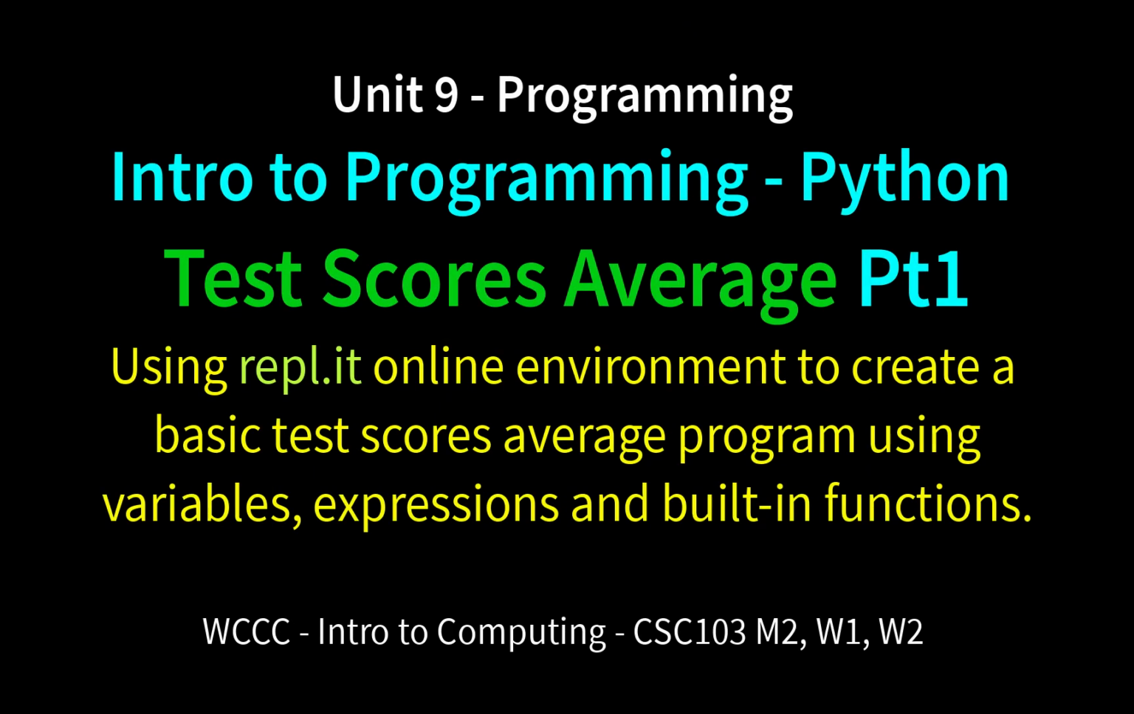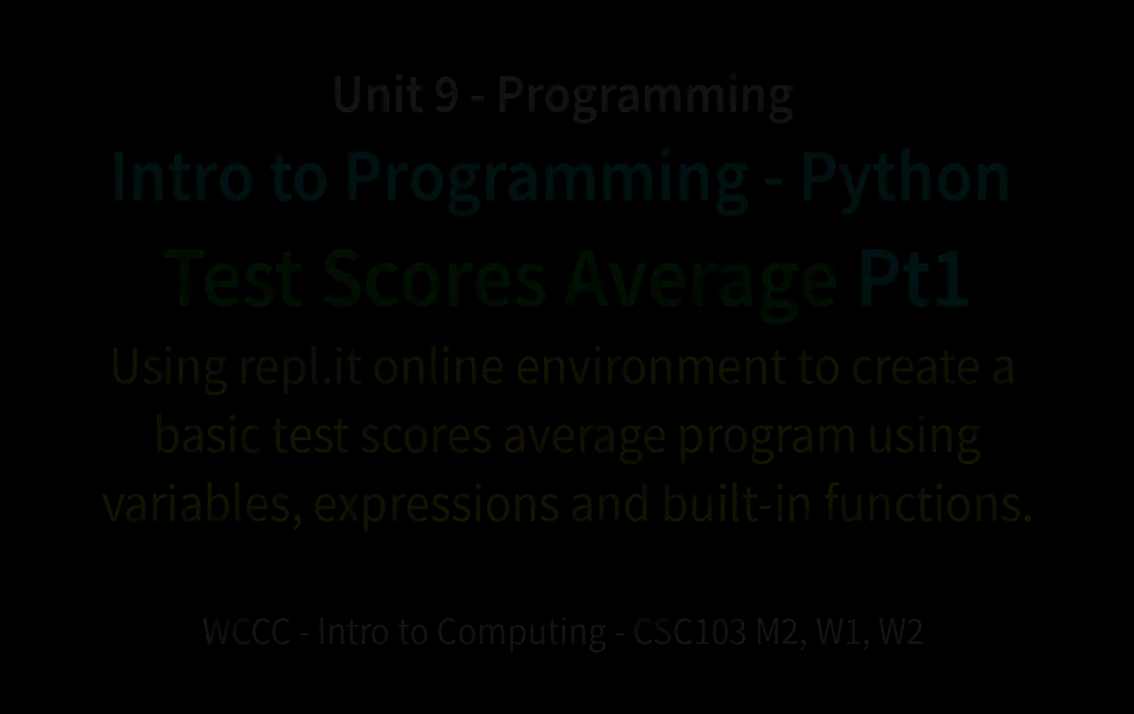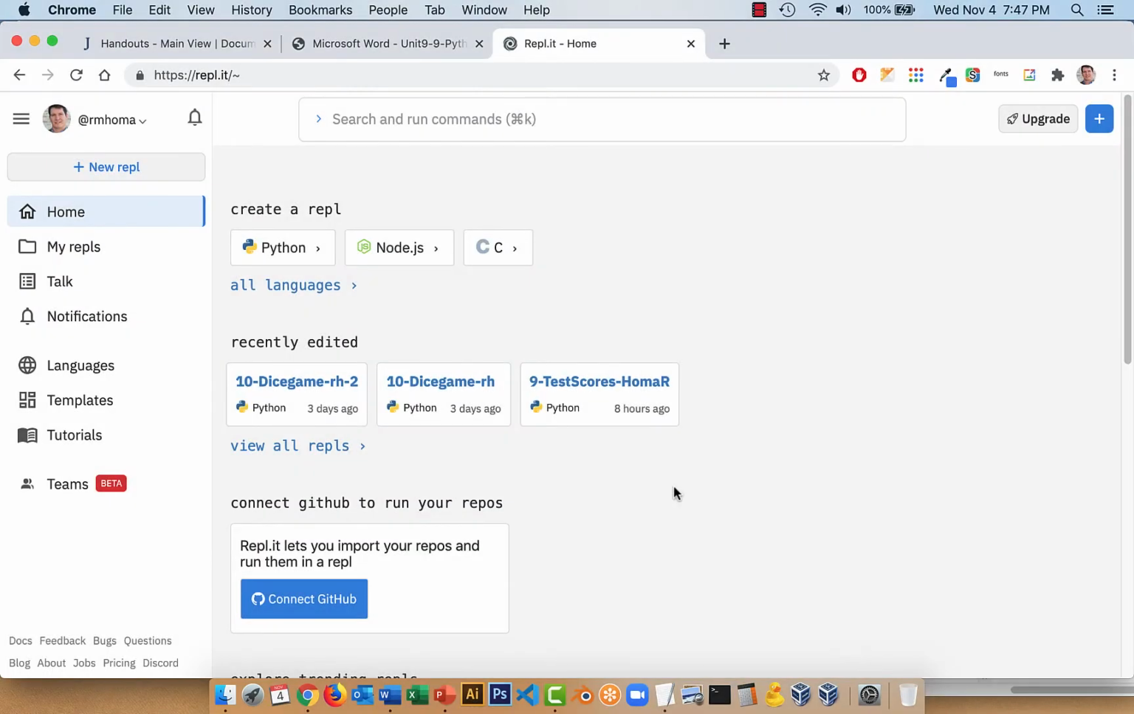Welcome CSC 103 to exercise 9 out of unit 9. This is our test scores and it's our introduction to programming, and we're going to do some coding. And instead of using Trinket like we've used in the past, we're going to use repl.it. And hopefully you've already watched the video on setting up repl.it.